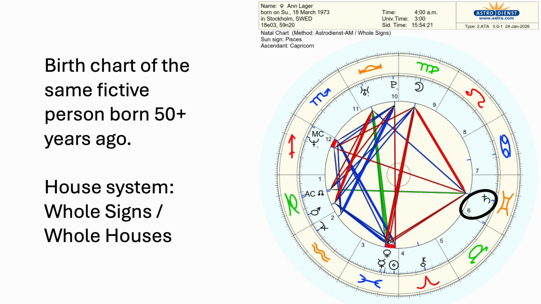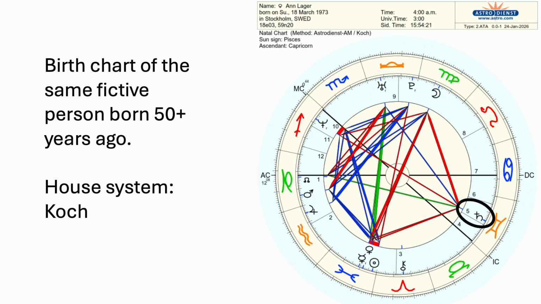Now let's use another house system, the whole house system, also called whole signs system, mentioned previously. The same fictive person, born at the exact same time and place, now has Saturn placed in the 6th house. The 6th house is associated with health, daily routines and work life. Saturn in the 6th house suggests that she will encounter limitations related to her health and maybe restrictions or limitations in her working life.